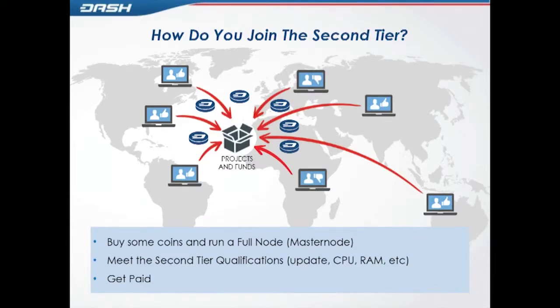And the neat thing about a collateralized second tier is you can do really cool things. Based off of that collateral, there's 1,000 dash, and that has a public key. And the public key has a private key, which you only know. So you can sign messages to the network. We have a secure communication protocol on the second tier, and we implemented decentralized voting with that.